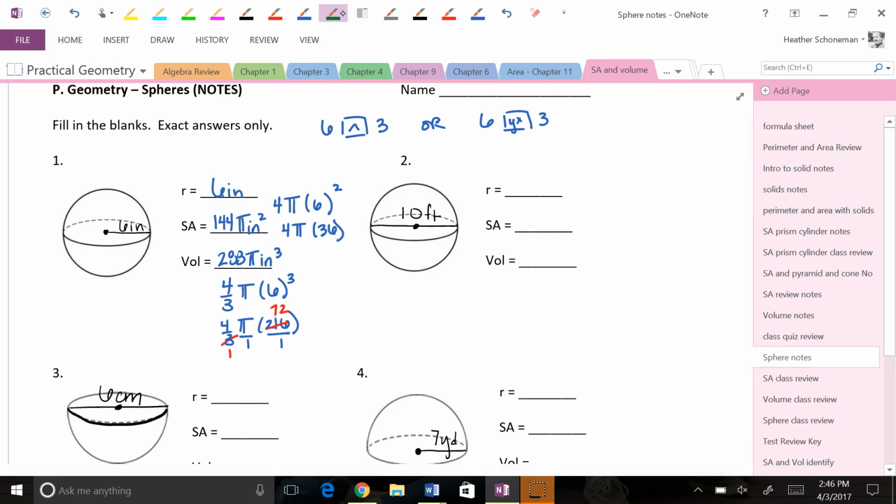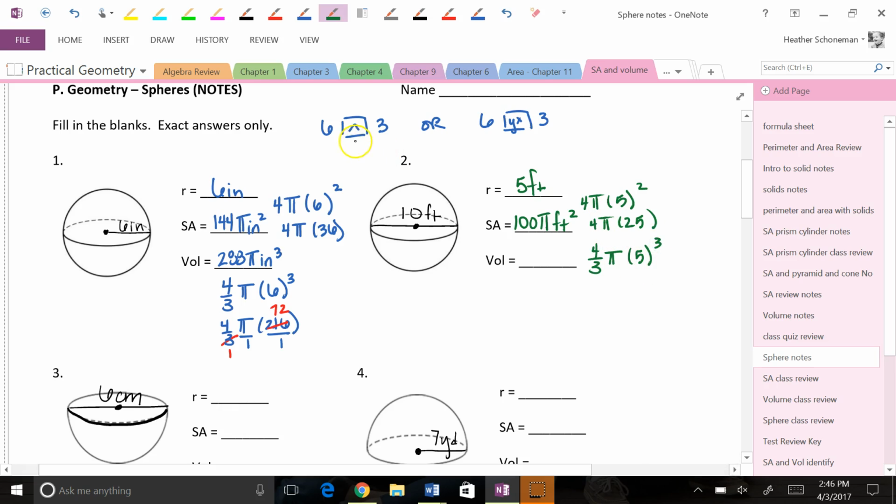All right, let's try number 2. They gave us the diameter is 10, so that means the radius is going to be 5 feet. The surface area is going to be 4 pi times 5 squared. So that's 4 pi times 25, which would give us 100 pi feet squared. The volume is 4/3 pi times the radius cubed. So use one of those new buttons in your calculator, either the caret or this y to the x button, depending on what you have. So we have 4/3 pi times 5 cubed is 125.